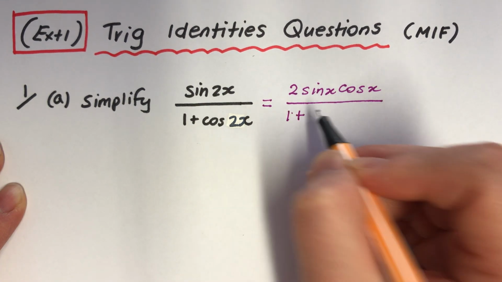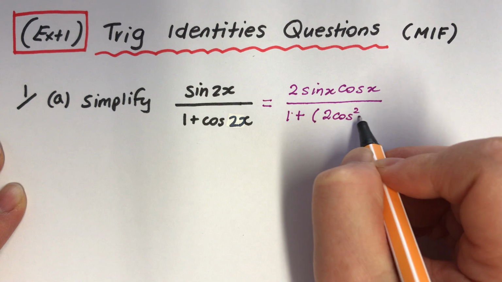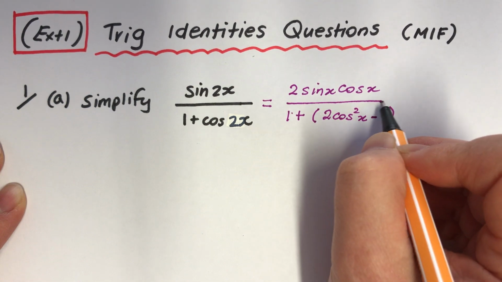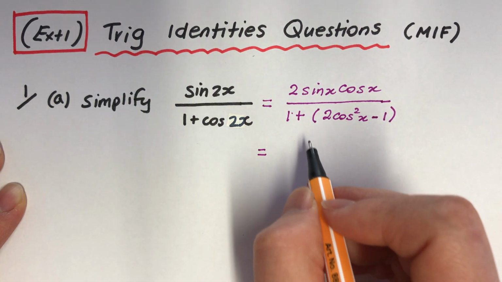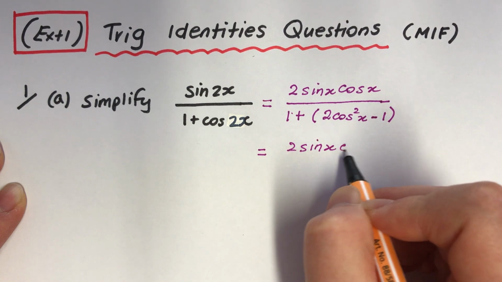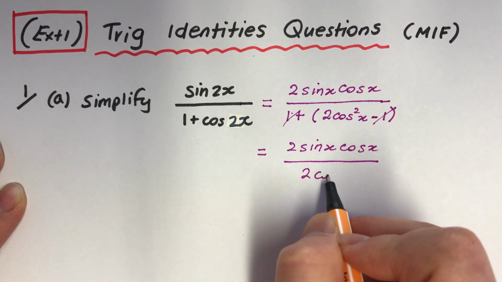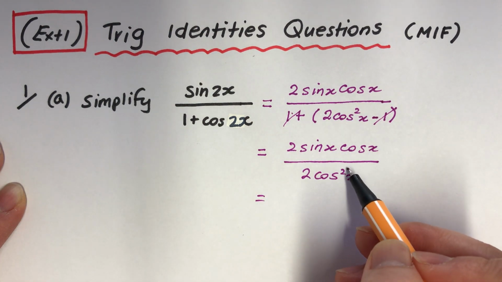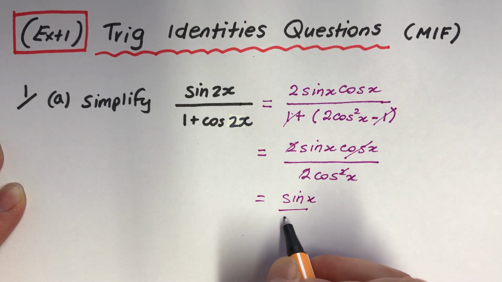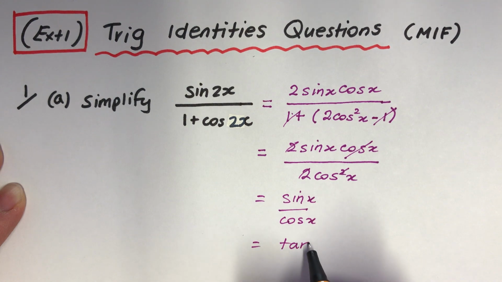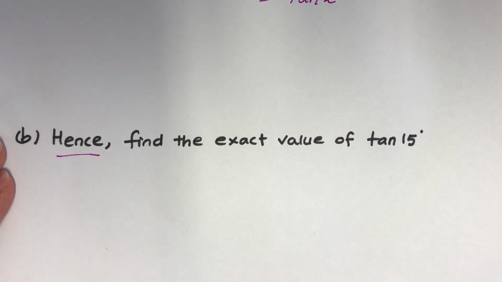Now this, 1 plus cos 2x, is what? 2 cos square x minus 1. Yeah, that's what you're going to get. And if I simplify that, now if I expand this one, I'm going to cancel this 2x, and then cancel, cancel, cancel, cancel. I'll get sine x over cos x. It'll be tan x.